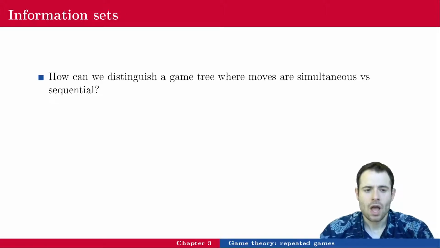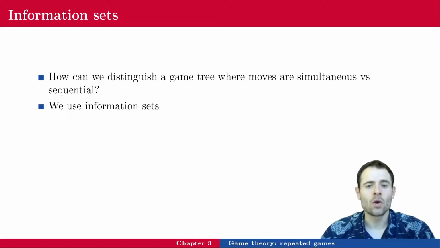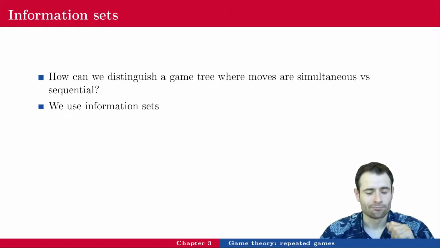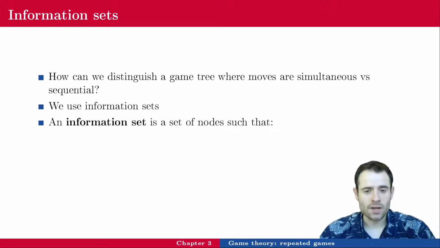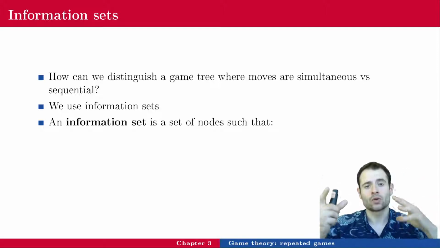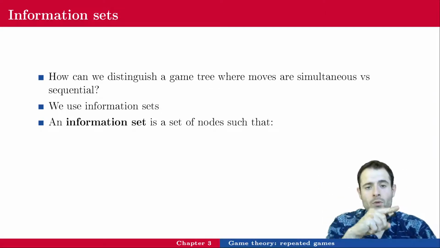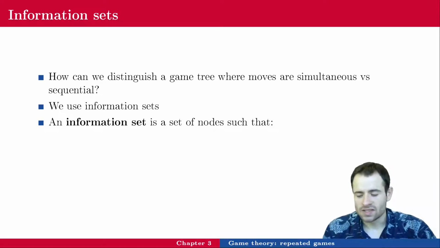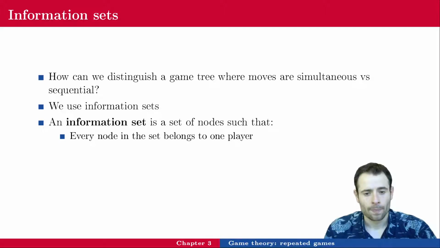Now, how can we distinguish a game tree where moves are simultaneous versus sequential? We use what we call information sets. An information set is a very important notion to understand, and this is going to have a crucial impact on how we write strategies. An information set is a set of nodes. When you think about a tree, think about circling nodes. That would be an information set. But an information set is a set of nodes with particular features.